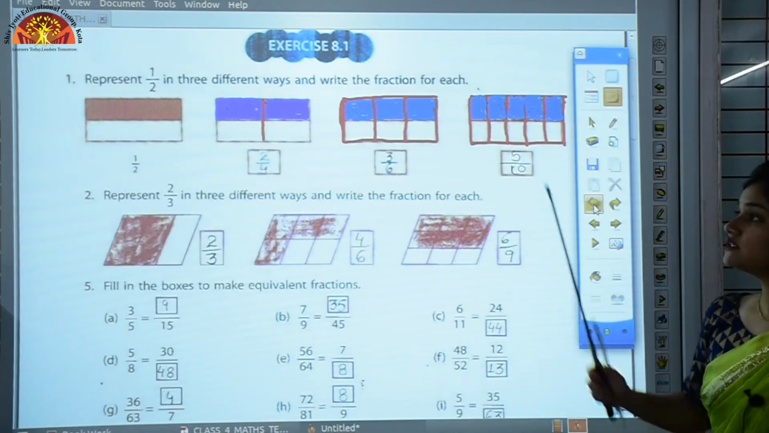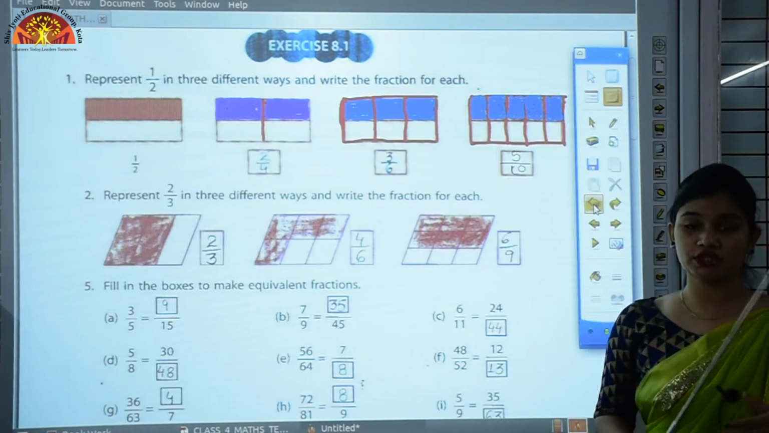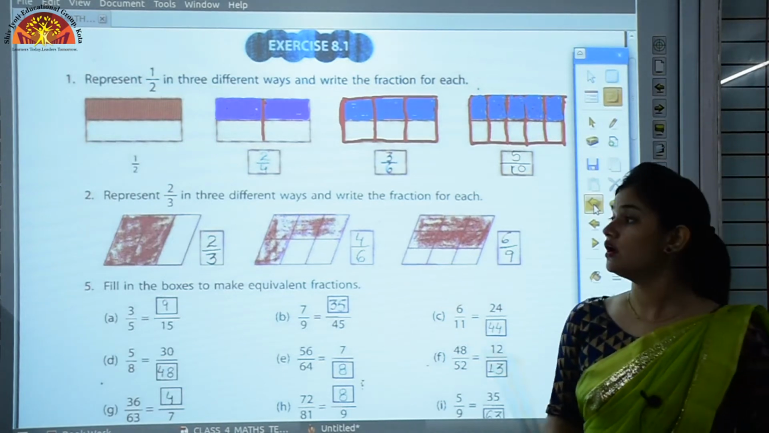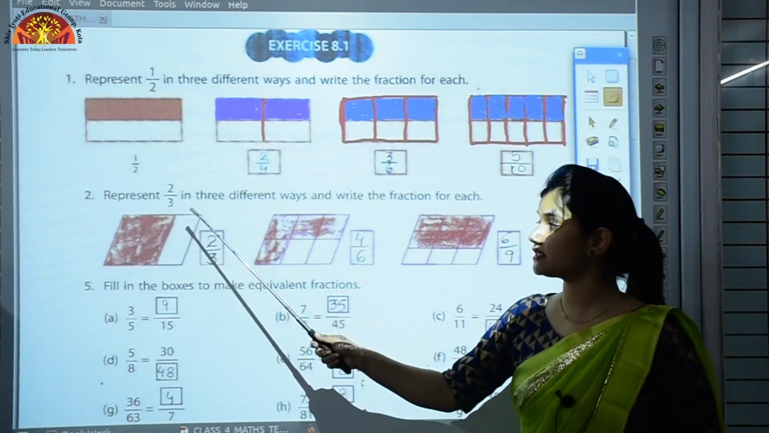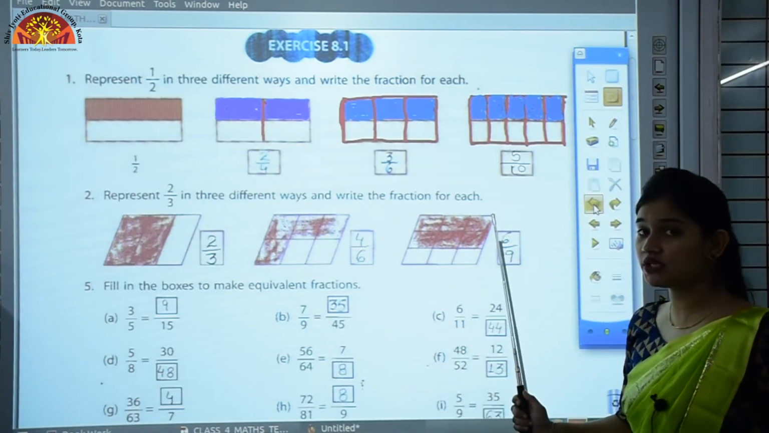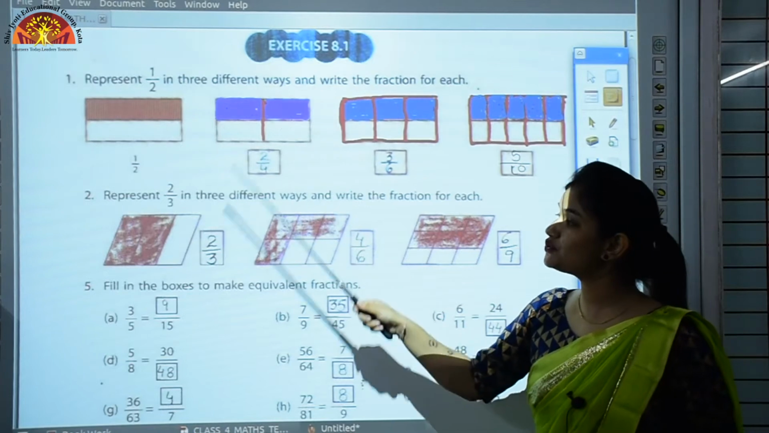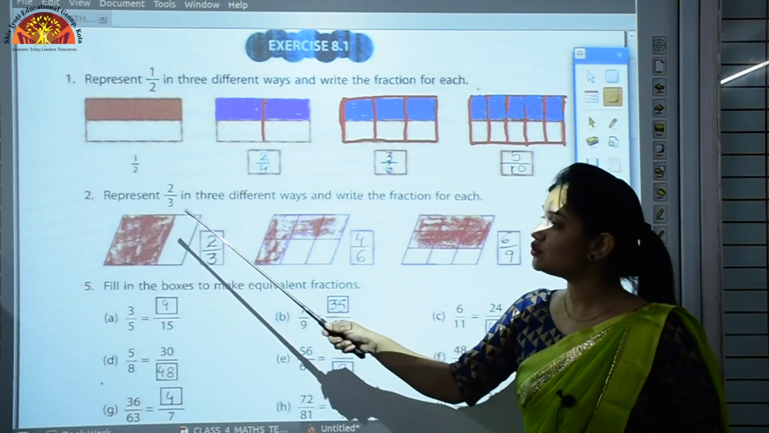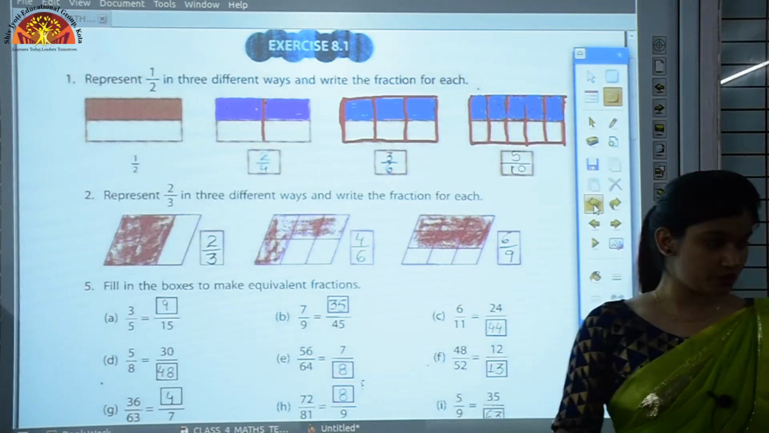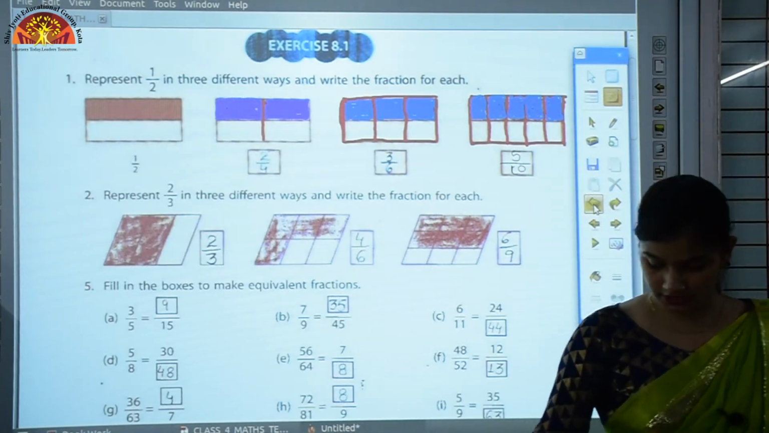Okay students. So in this way you can write a fraction in 3 different ways, 4 different ways. Now question number 2. Question number 2 is represent 2 upon 3 in 3 different ways and write the fraction for each. Beta, these 2 questions are same. Okay, so you can do question number 2 like this only. Now we will see the next question, that is question number 3.